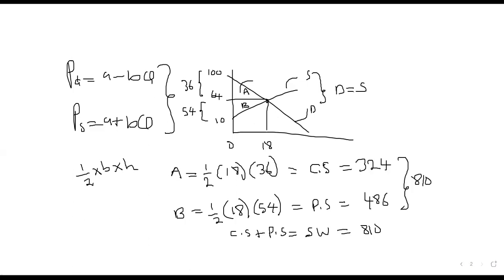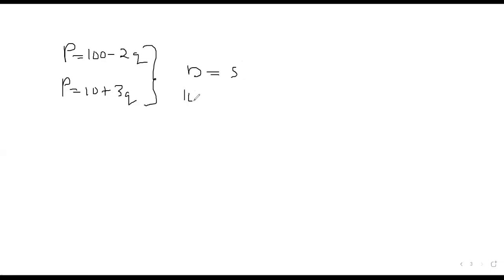Now, we also must understand how to sketch these particular curves. For instance, you're given a demand curve like 100 minus 2Q, and you're given 10 plus 3Q. One is a demand curve, and one is a supply curve. So we're able to tell that this is a demand curve because demand always has a negative slope, where supply has a positive slope. We said at equilibrium, we equate these two. The demand is 100 minus 2Q, where supply is 10 plus 3Q.